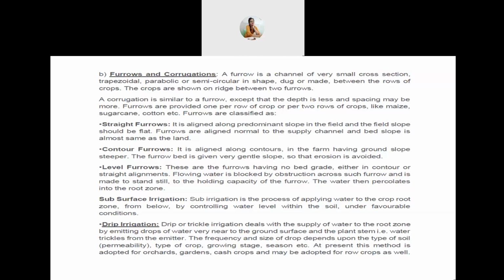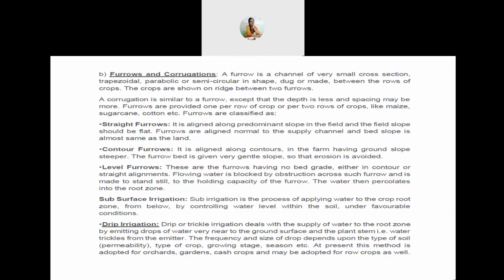Subsurface irrigation. Sub-irrigation is the process of applying water to the crop root zone from below by controlling the water level within the soil under favorable conditions. Drip irrigation.